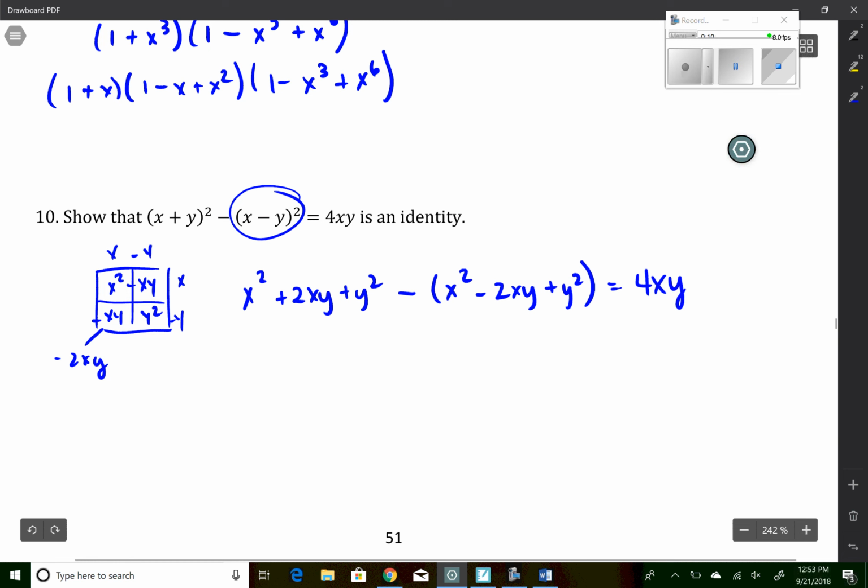equals 4xy. If you do your subtraction, the x squareds are going to cancel, the y squareds are going to cancel, double negative becomes a plus, so you have 4xy equals 4xy.